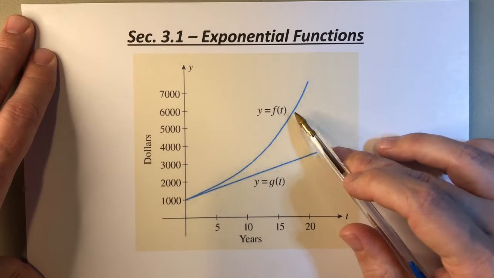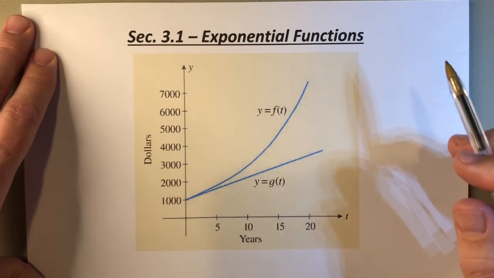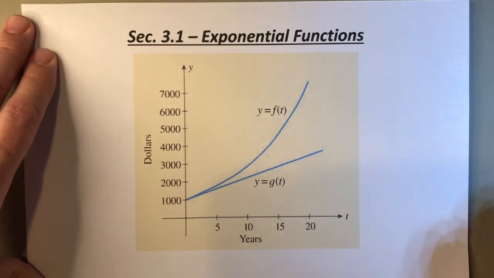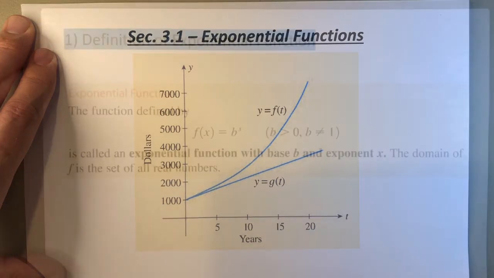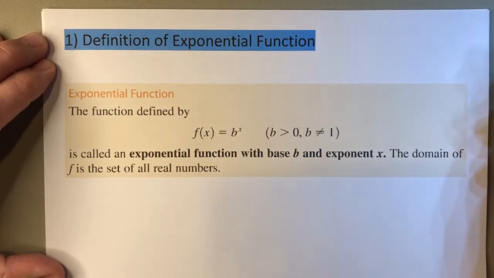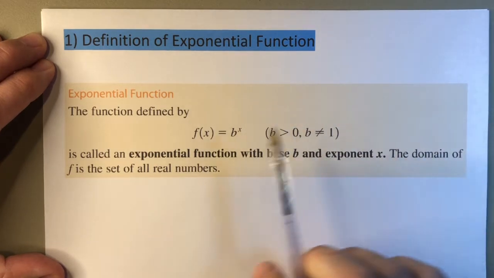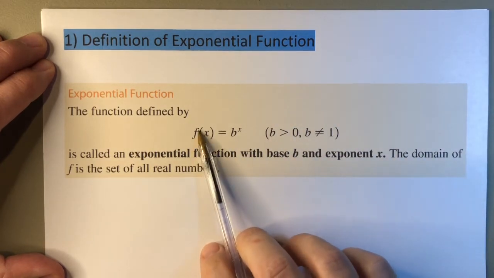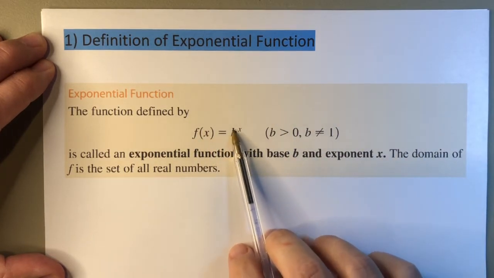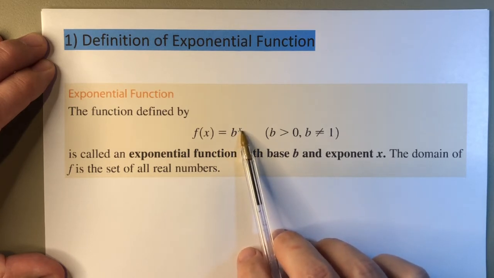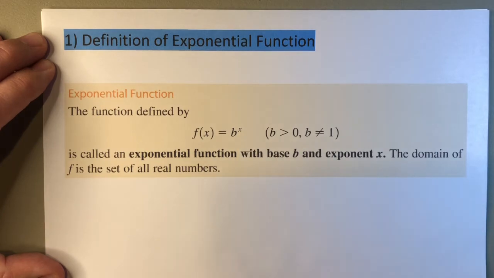We will see this, in fact, in chapter 4 when we look at the compounding of interest and the effect it has on a principal amount, and also other applications of financial mathematics as well. This is the definition of an exponential function. If you have the function f with x in its domain, set equal to some base that's greater than 0 but not 1, raised to the x power, it's an exponential function.